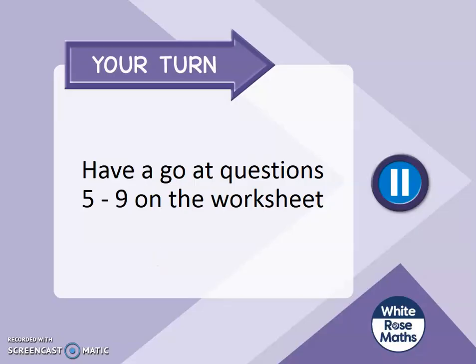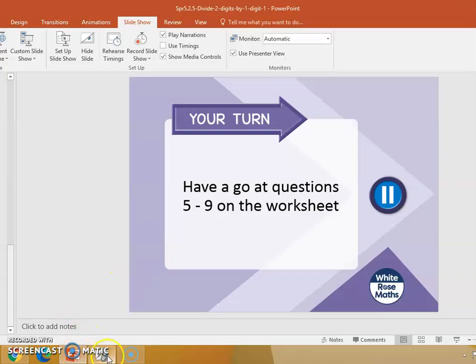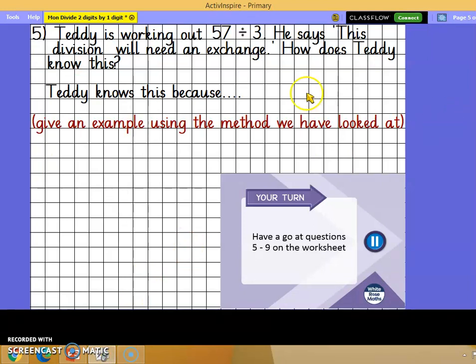Your turn to have a go at questions 5 to 9 on the worksheet, but just have a quick look at how I'd like you to record that in your book. Here we go. Number 5, I write down what it is that it's asking me to do, and then I'm going to respond using a sentence starter. Teddy knows this because, and then I'm going to give an example using the method that we've been looking at in this lesson. You could pause the video and use my structure to help you to record in your book. Use the same idea for all of the questions from number 5 to 9 on the worksheet.